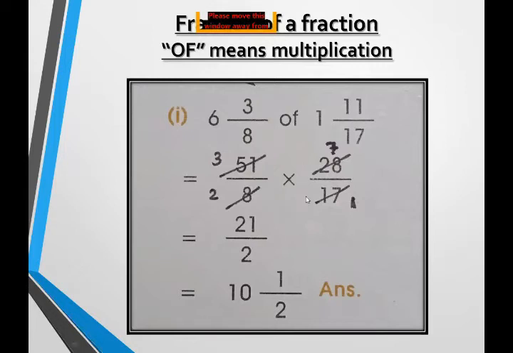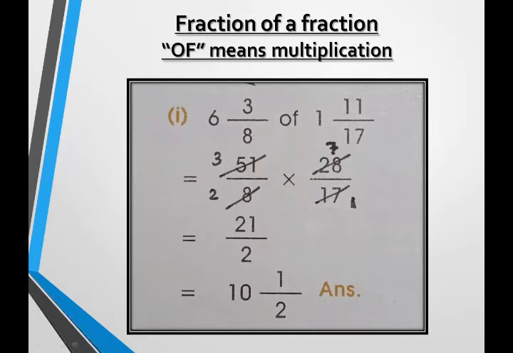Now 17 ones are 17. Okay, what I said, cancellation in the form of cross multiplication. So what is the cross value of 51? The cross value of 51 is 17 and the cross value of 28 is 8. So you can simply cancel it. 17 ones and 51 is 17 times 3. So it has been cancelled.